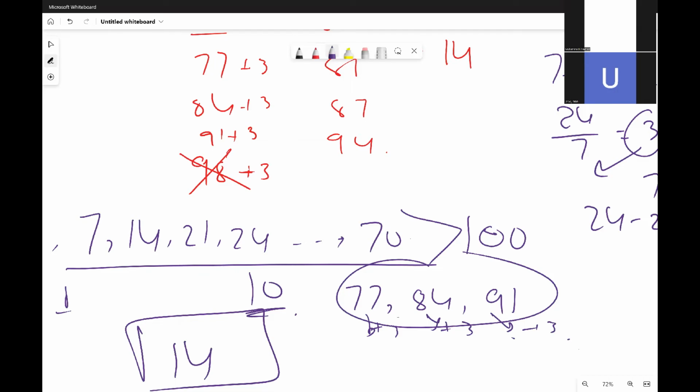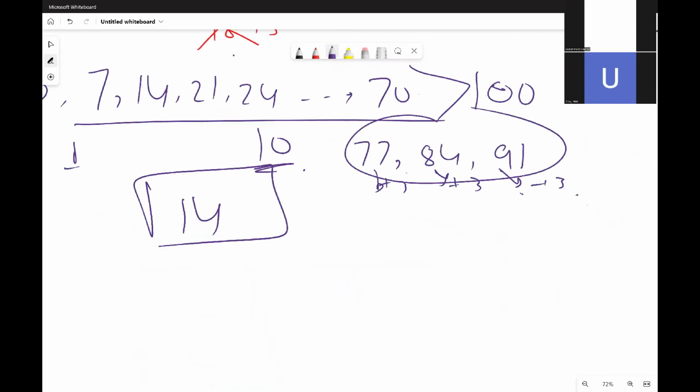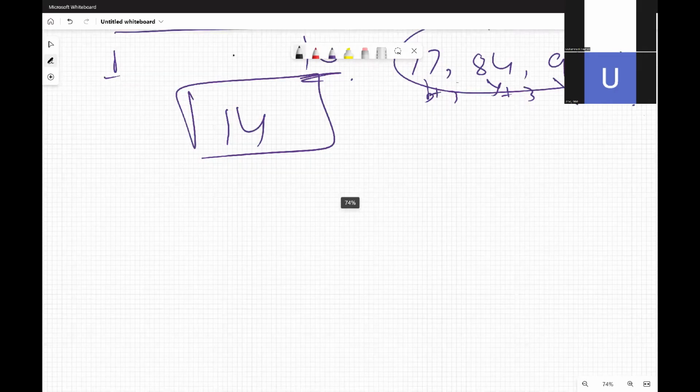Urooj, are you now clear? All right. Now, let's move on to the concept of factors and multiples. Also, Adin, are you also getting it? Because I didn't get your feedback. Yes, sir.